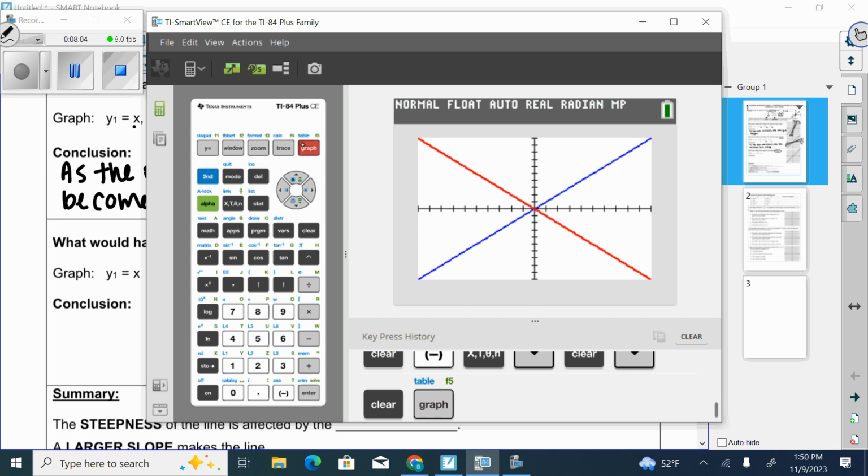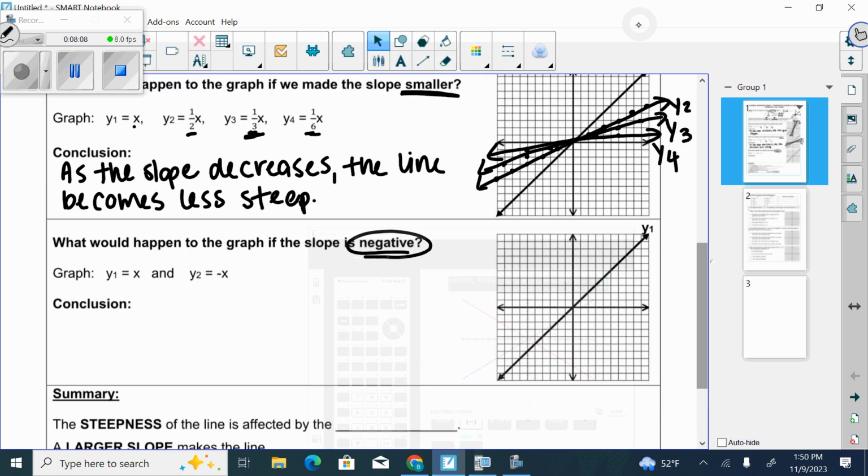So it appears these are the exact same line, they're just going in opposite directions. So it doesn't make the line any steeper or less steep. I just go up 1 and over 1 in the opposite direction. So this doesn't change anything about the steepness of the line. All it does is change the direction of the line.